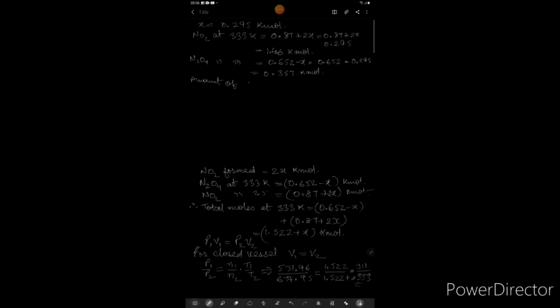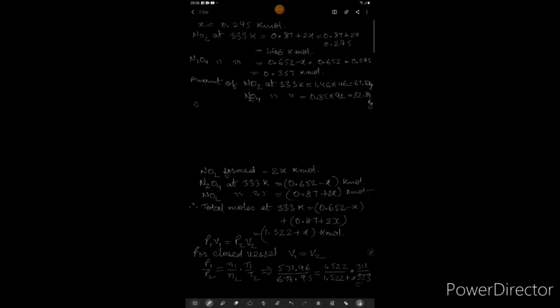Amount of NO2 at 333 Kelvin equal to mole into molecular weight 46 equal to 67.16 kg, and N2O4 equal to mole into molecular weight equal to 32.84 kg.